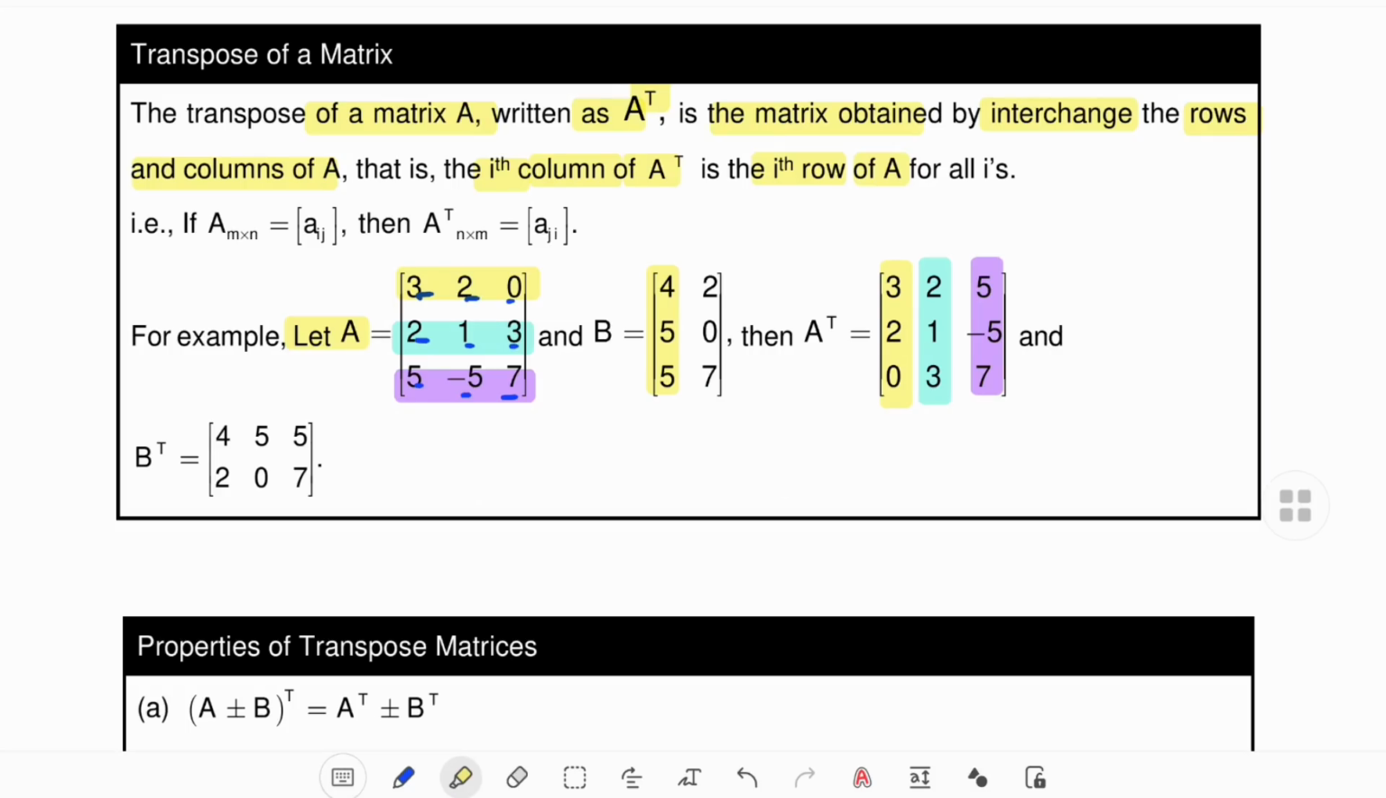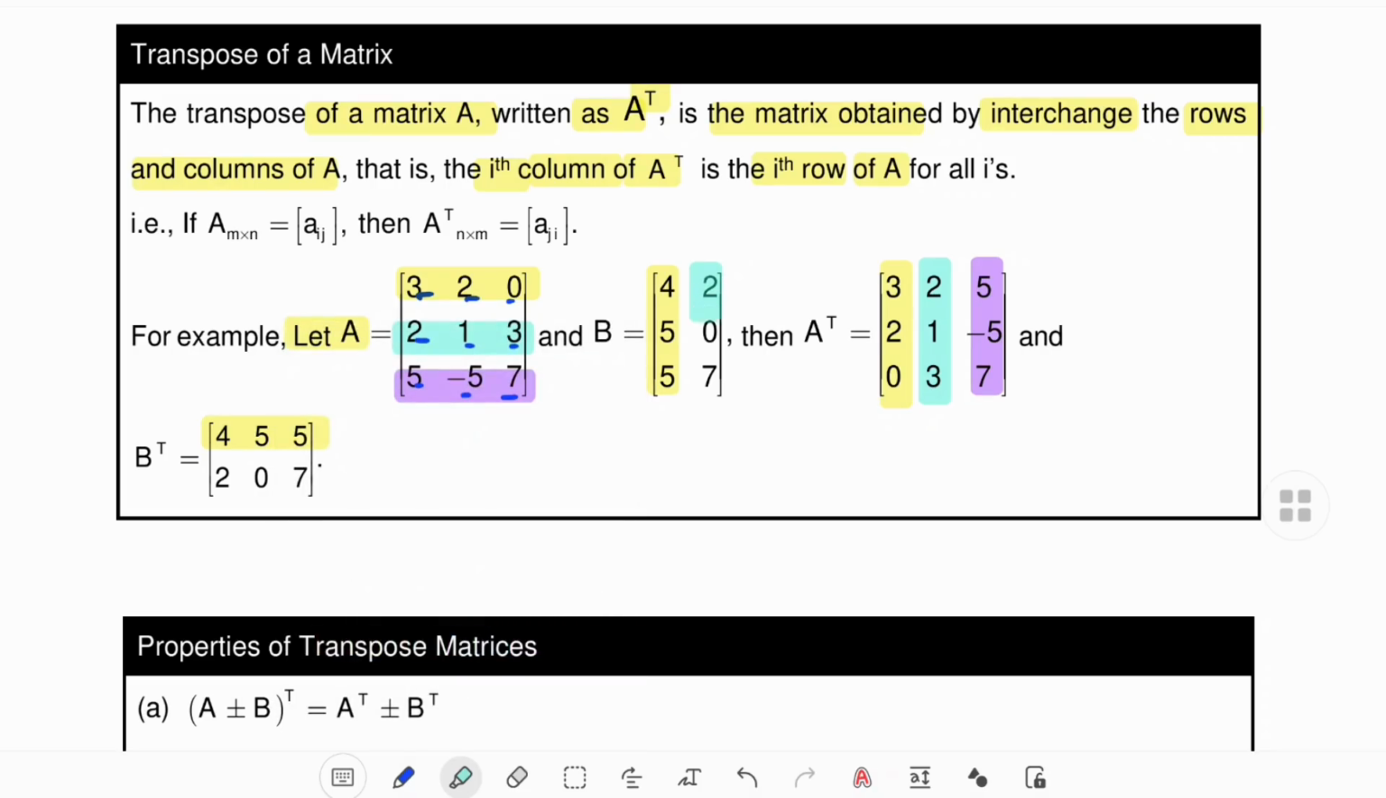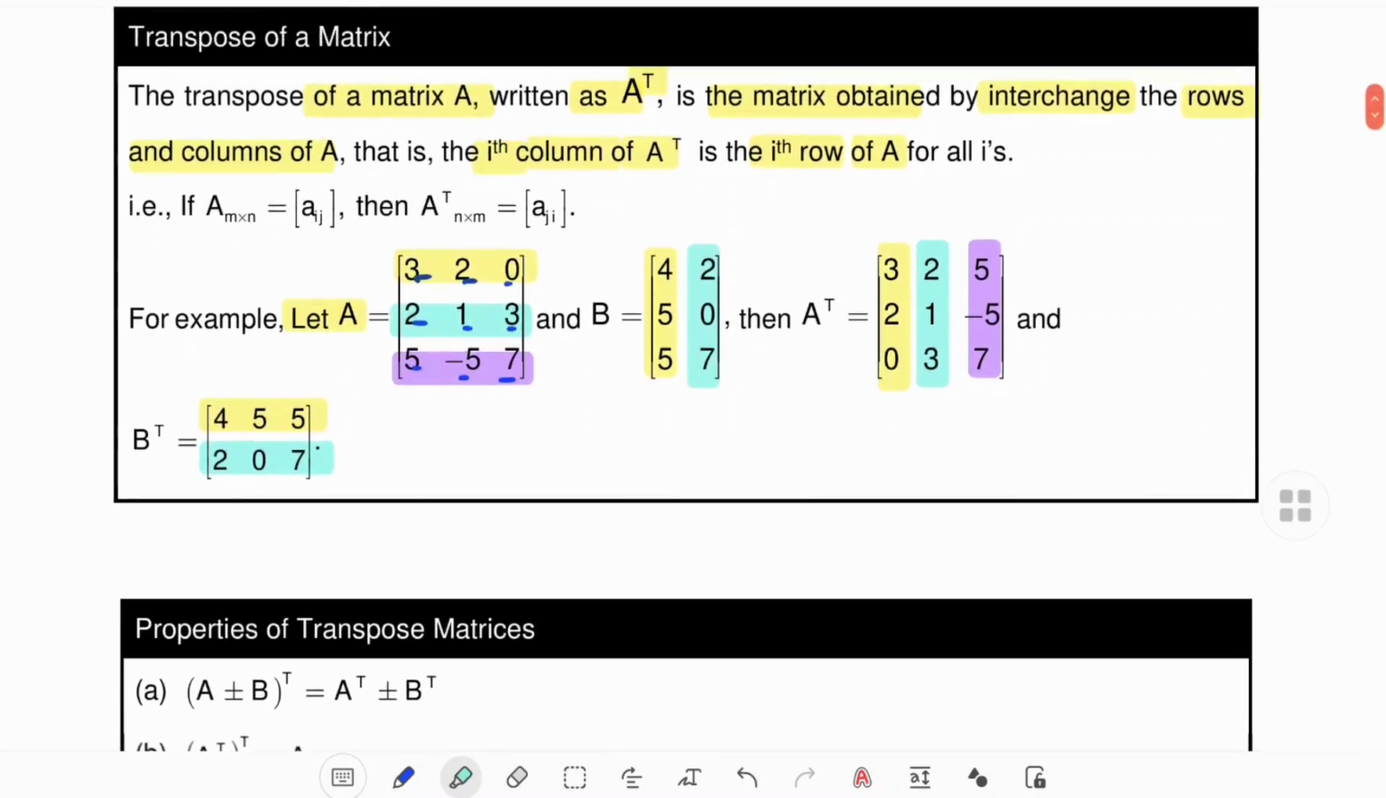So from column it will become row. So the first column will interchange to become the first row to find out its transpose. Okay, so you can do the same thing for the next column. So this is the second column, it will become the second row. Alright, so that's it for how we are going to get the transpose of a matrix.